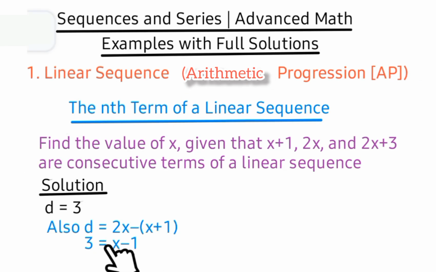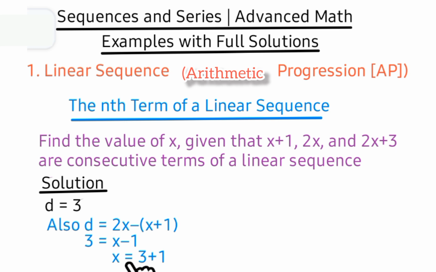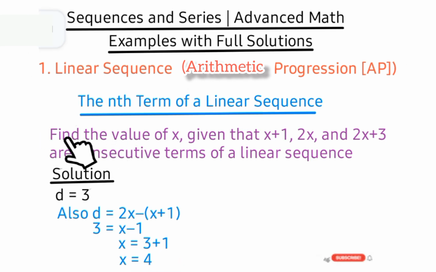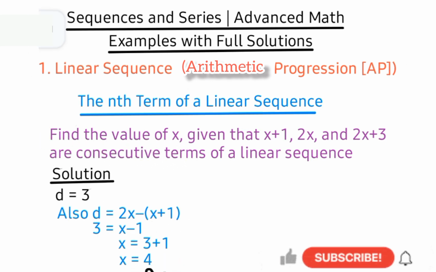Now, from here, we'll find that x value. x will be equal to 3. When negative 1 crosses to the left-hand side, it becomes positive 1. So x equals 3 plus 1. So we've been able to find the value of x, which is 4.